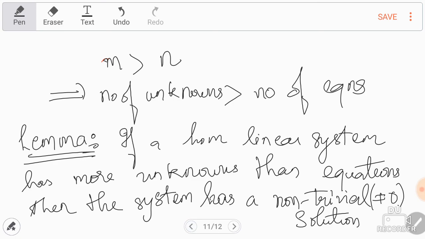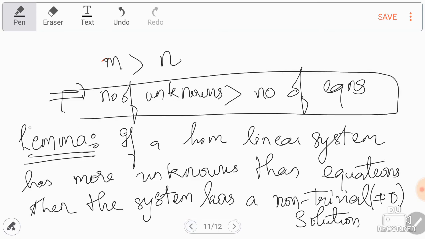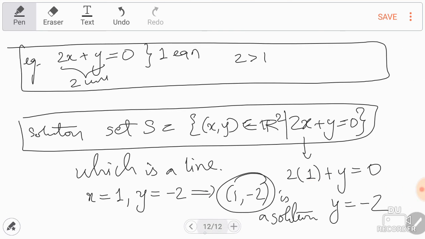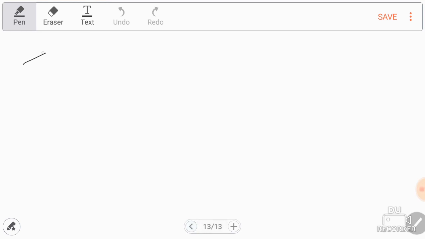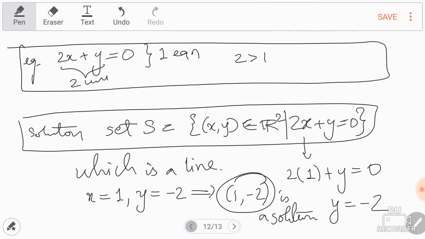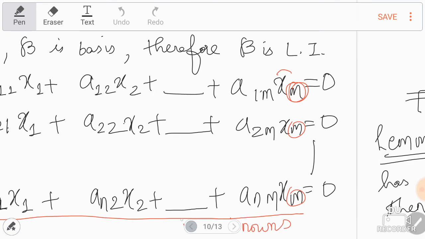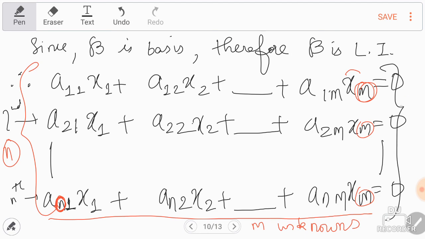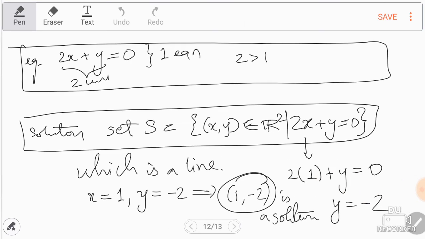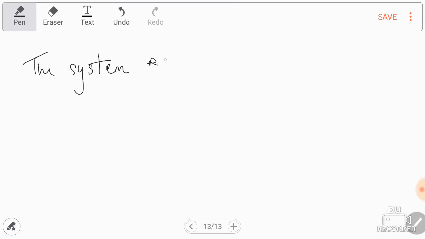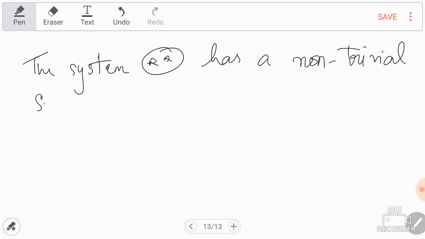Okay, let's come back to our proof. We stopped over here. We have more unknowns than equations. This means that the system, what was the system of equations here? The system of equations is this that you see. Let's give it double star. So we can now say that the system double star has a non-trivial solution.